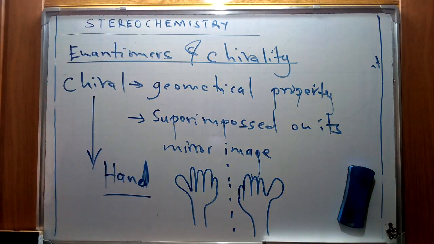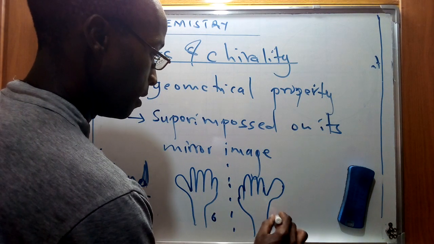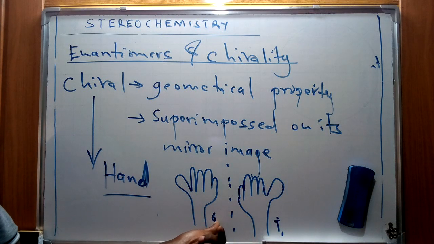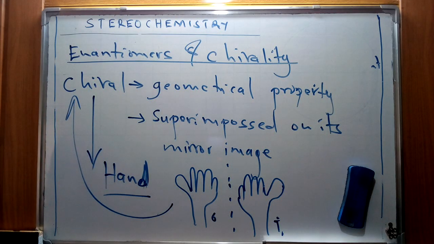This one gives a sense that a pair of hands is an image of the object. Let's assume that this is an object and this is an image. Of course, this one cannot be superimposed. The object cannot be superimposed on its image. Therefore, the word chiral is derived from the Greek concept.